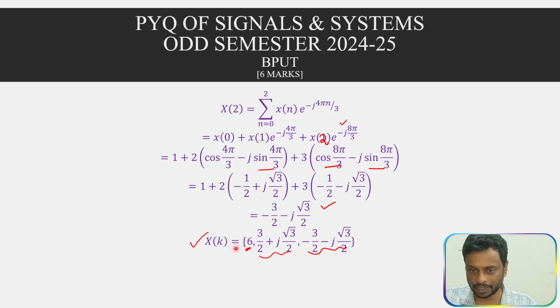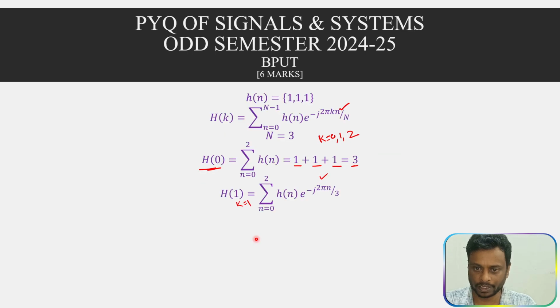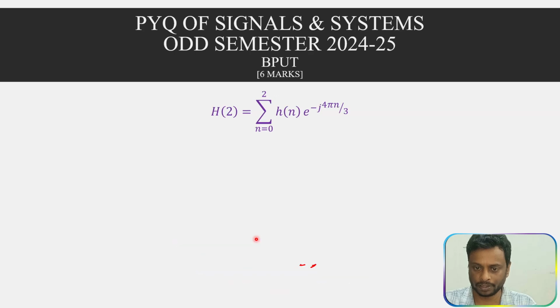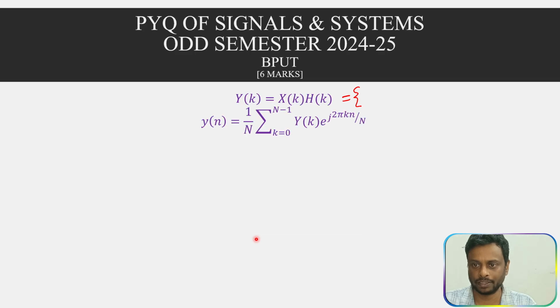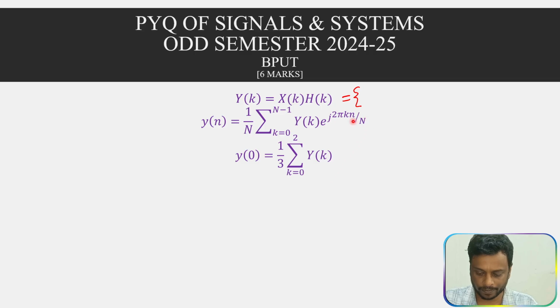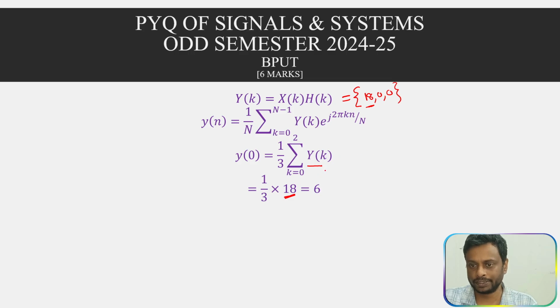So x of 0 equal to 6, please remember that. Then our h of 0 is 3. Now 6 into 3 will be 18. Then 0 and 0. This is our y of k, so this is y of 0, which is 18. Because y of 0 plus y of 1 plus y of 2 is 18 plus 0 plus 0.